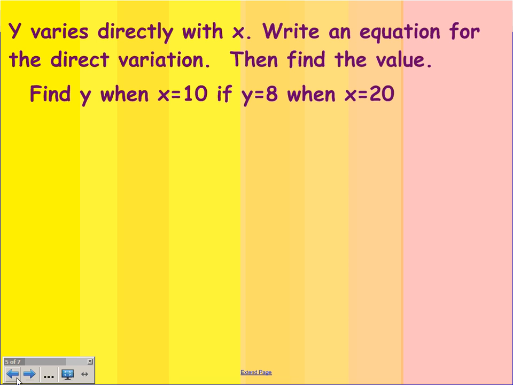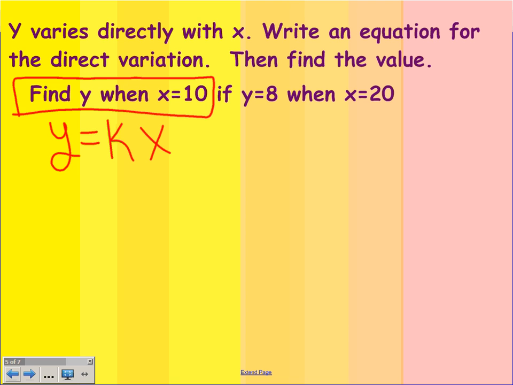So I'd like you to pause the video and do this entirely on your own. When you are finished, then check your work. You can start with writing the equation. y is equal to kx. So find y when x is 10. This is part of the equation. This is the part I know.